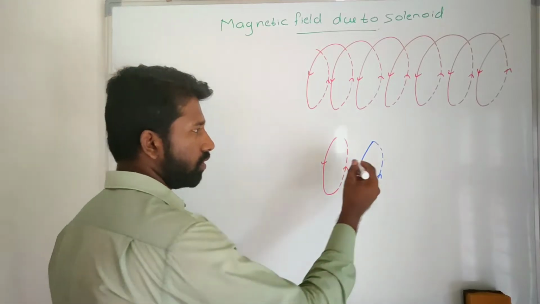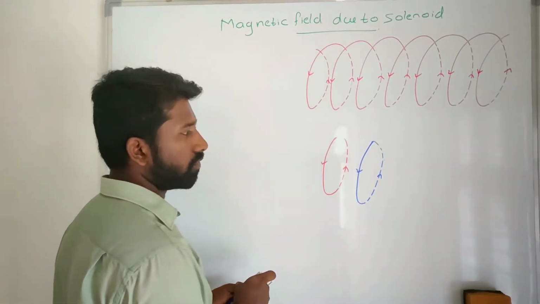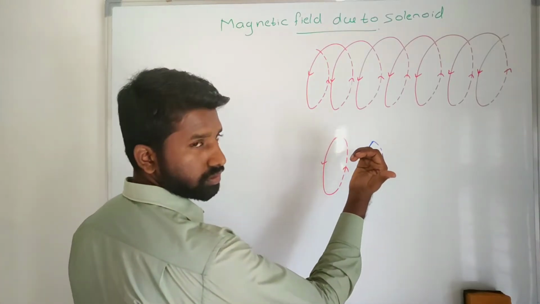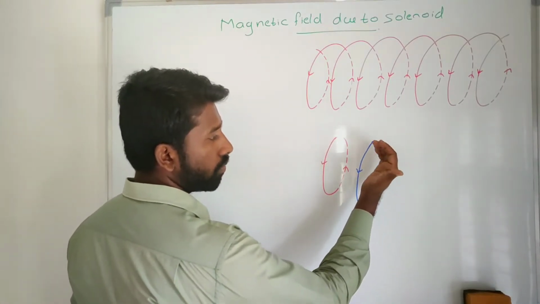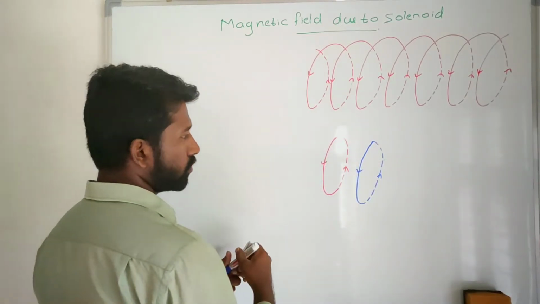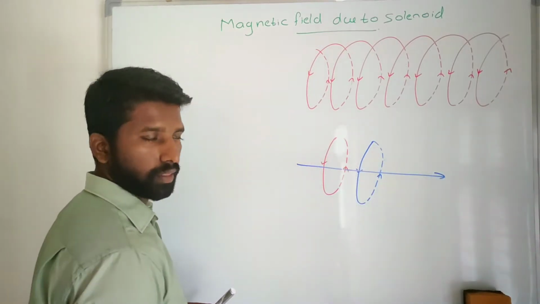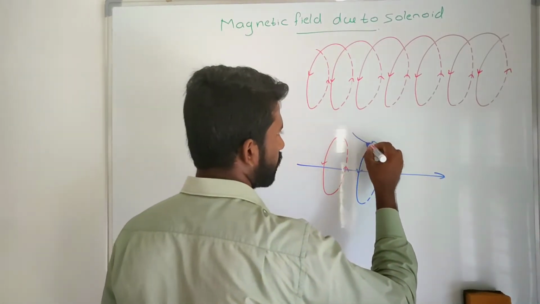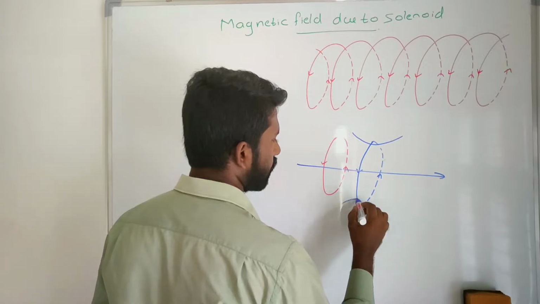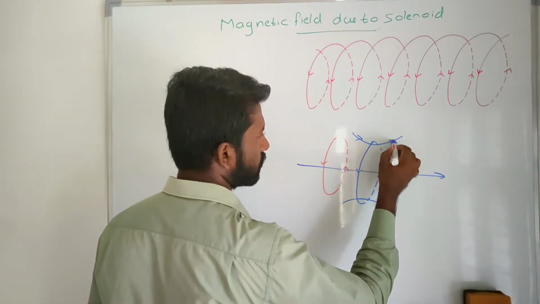This current-carrying circular loop will produce a magnetic field. How? We can find the direction like this. Curl your palm in the direction of current and the thumb will give the magnetic field. So this is the magnetic field due to this. And here, what about this magnetic field? Here the magnetic field is like this. That means here, like this.